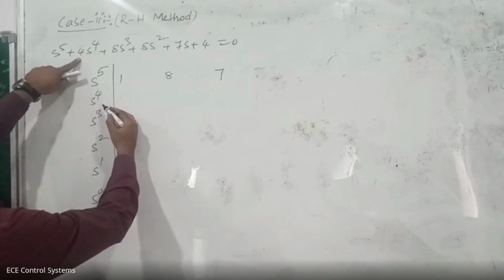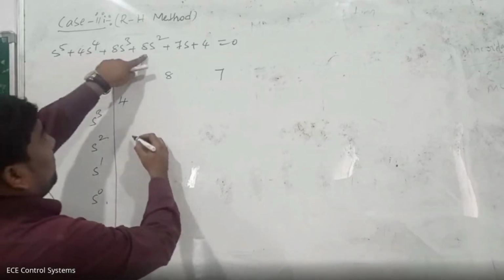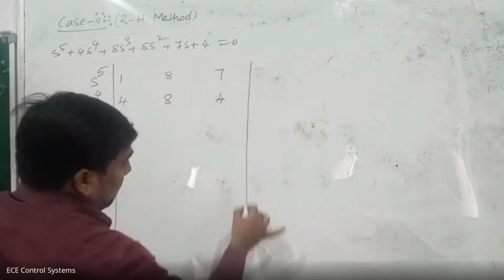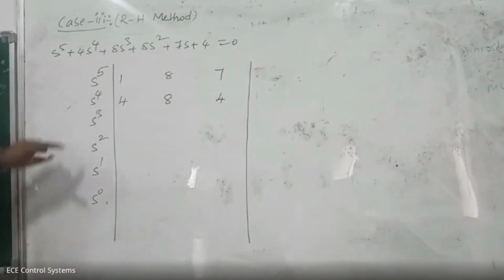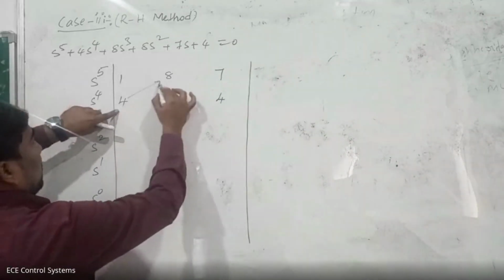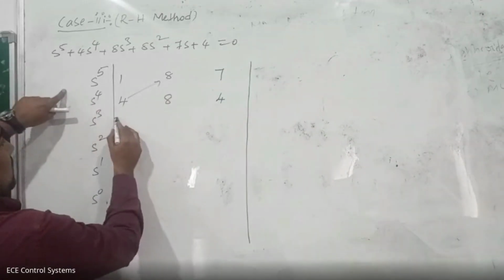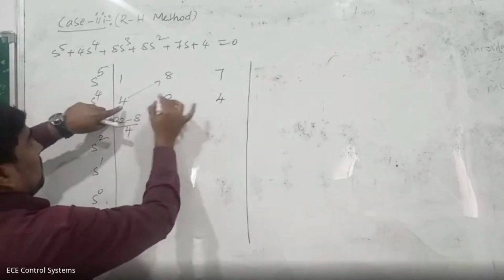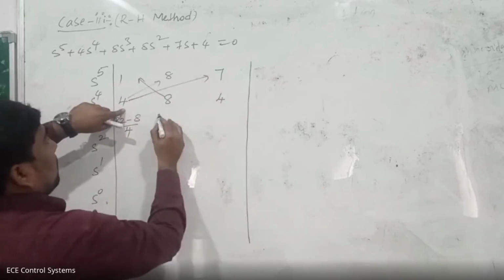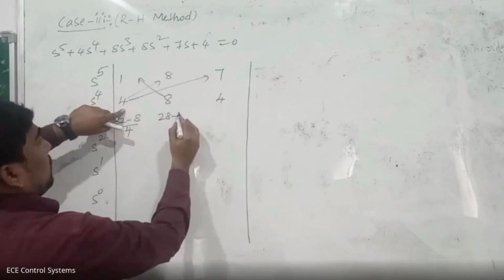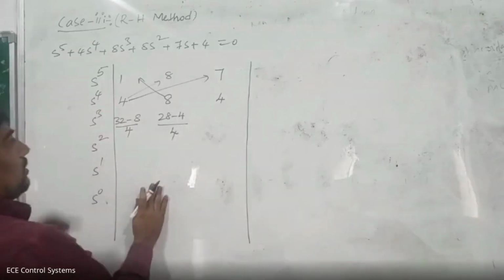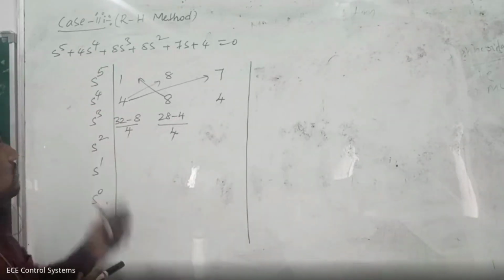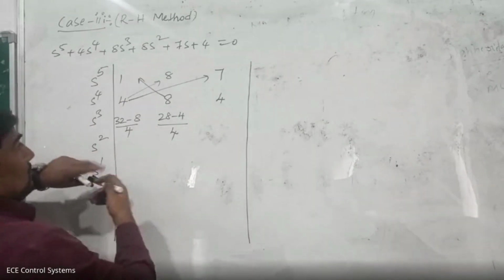Next, s power 4. What is the s power 4 coefficient? 4. Next even number, 8. Next even number, 4. Now you have to take the multiplication. 4 into 8, 32. 32 minus 8 by 4. Next one, 4 into 7, 28 minus 4 by 4. Already you know the procedure. Already some of the problems are completed.